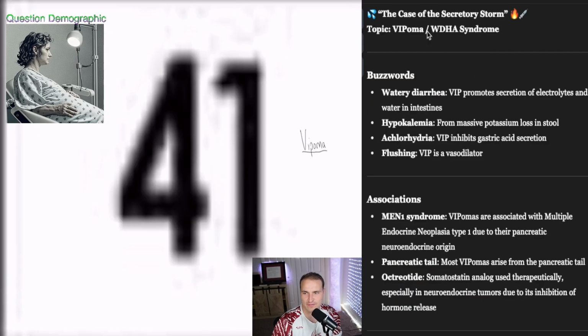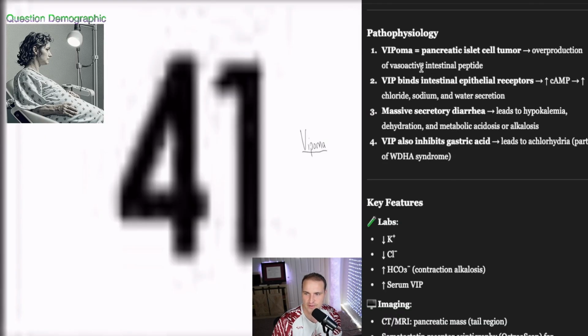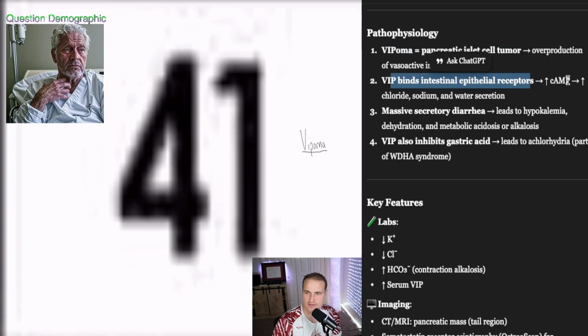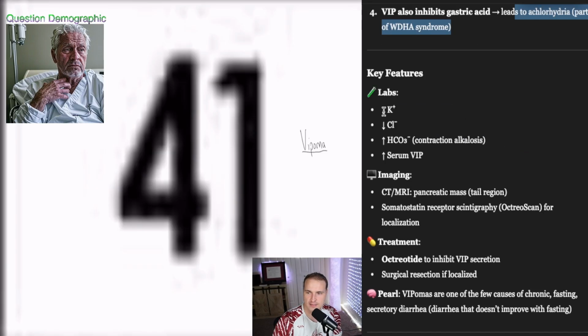This next one is one of my favorites for some reason, WDHA syndrome. The pathophys is you have a pancreatic islet cell tumor. VIP binds intestinal epithelial receptors, increases the cAMP, chloride, sodium, and water secretion. You get just tons of watery diarrhea, and it inhibits gastric acid. You treat it with somatostatin. Labs, low potassium, low chloride, high bicarb, increased VIP.